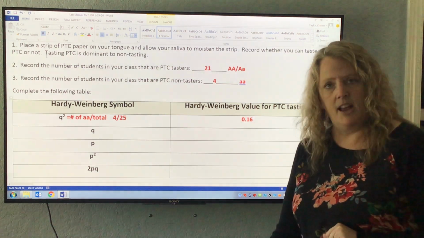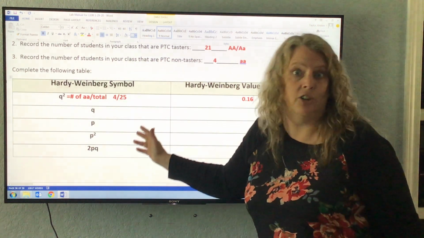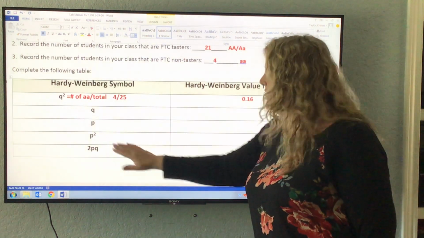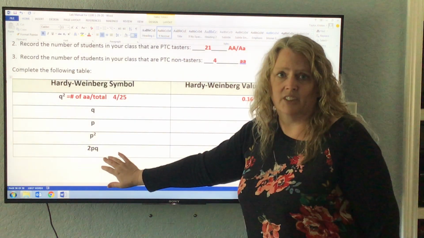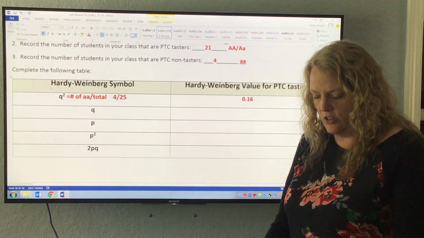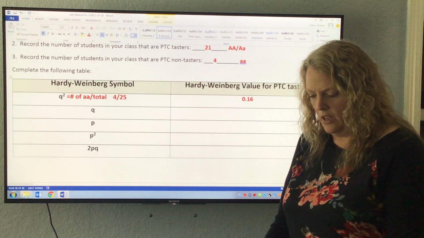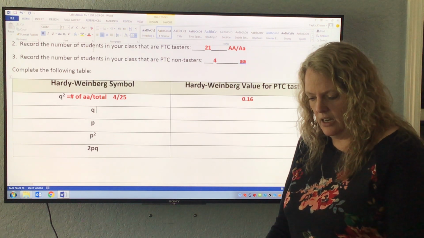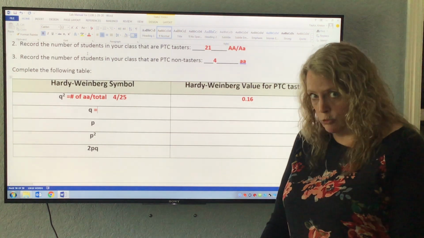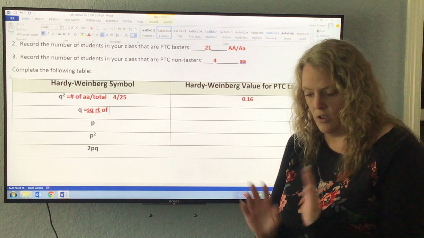Okay, now you're ready to solve for anything that I throw at you on the lab quiz. Once you solve for q squared, then you can solve for any of these letters. So let's start with q. Remember, q is going to be the square root of whatever q squared is.